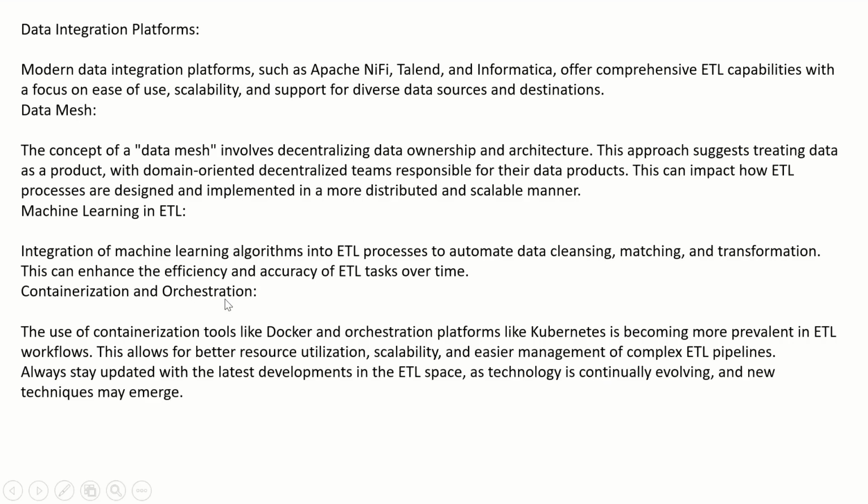Containerization and orchestration. The use of containerization tools like Docker and orchestration platforms like Kubernetes is becoming more prevalent in ETL workflows. This allows for better resource utilization, scalability, and easier management of complex ETL pipelines.